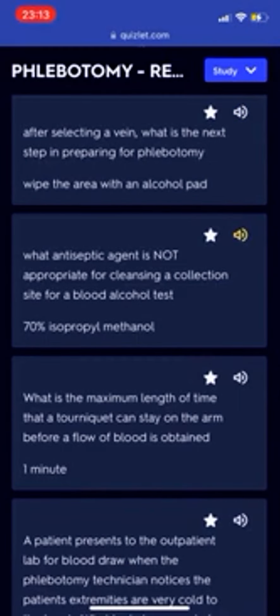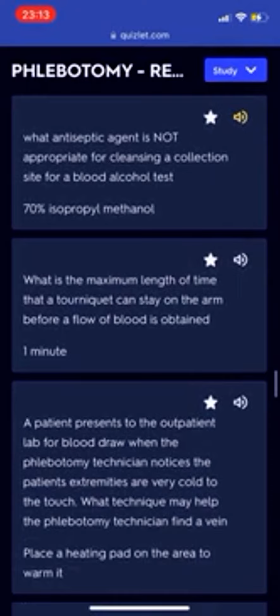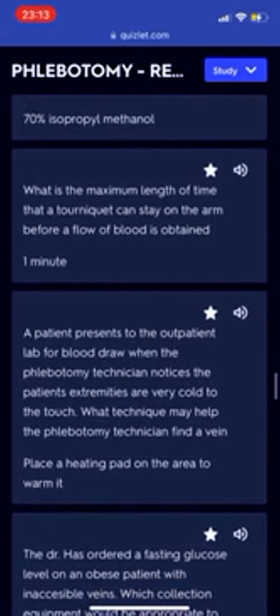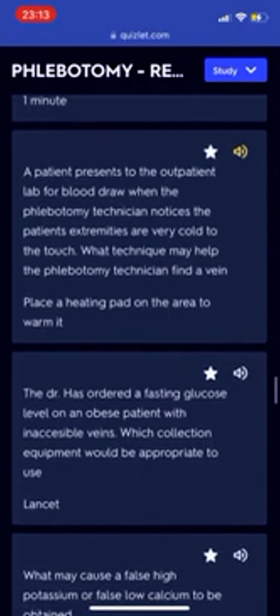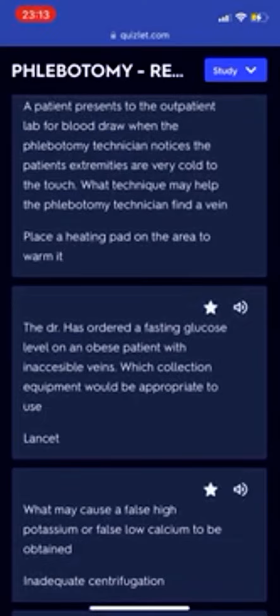What antiseptic agent is not appropriate for cleansing a collection site for a blood alcohol test? 70% isopropyl methanol. What is the maximum length of time that a tourniquet can stay on the arm before flow of blood is obtained? 1 minute. A patient presents to the outpatient lab for blood draw when the phlebotomy technician notices the patient's extremities are very cold to the touch. What technique may help the phlebotomy technician find a vein?